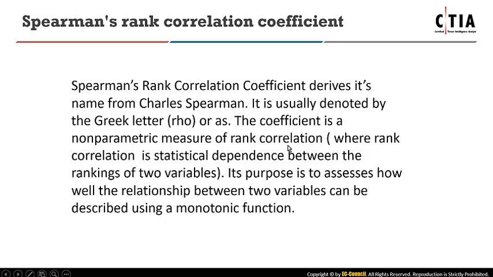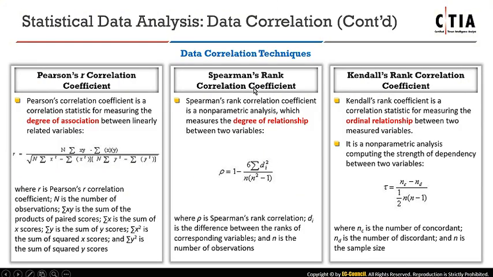So this coefficient is a non-parametric measure, and it measures rank correlation. So rank correlation itself is a correlation of statistical dependence between the rankings of two variables. What is its purpose? Well, it is there to assess how well the relationship between the two variables can be described using what's called a monotonic function, which is another mathematical can of worms. But either way, what we see is it gives us that degree of relationship. So that's Spearman's rank correlation coefficient.